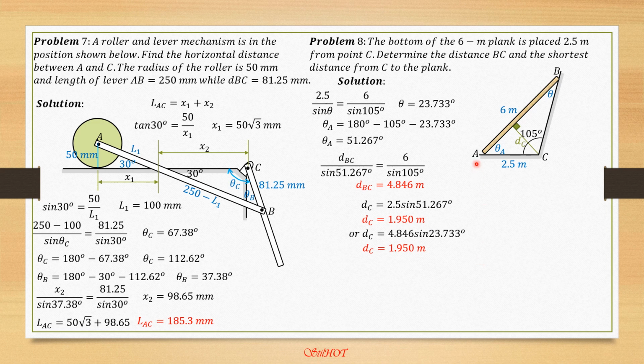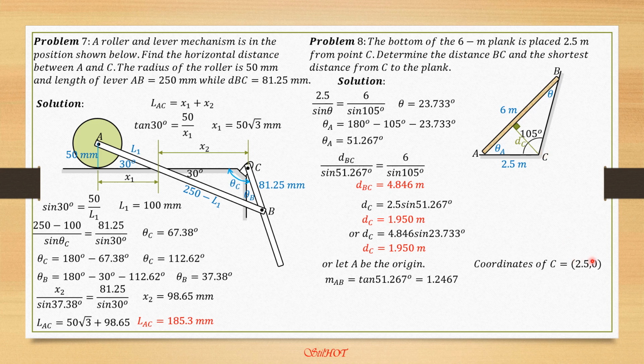Another solution is using the distance from a point to a line. Let us denote A as the origin. Then the slope is tangent of theta A, tangent of 51.267, which is 1.2467. That's the slope. The coordinates of the point C would be 2.5, 0. So obviously, because this is the origin, 2.5, 0.